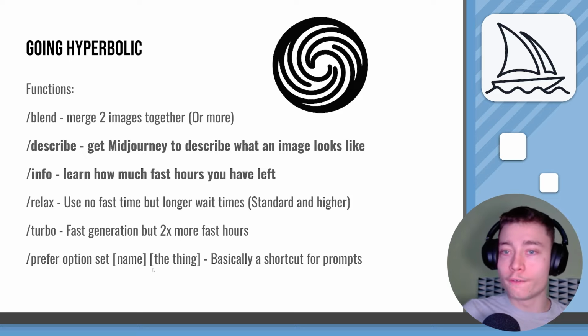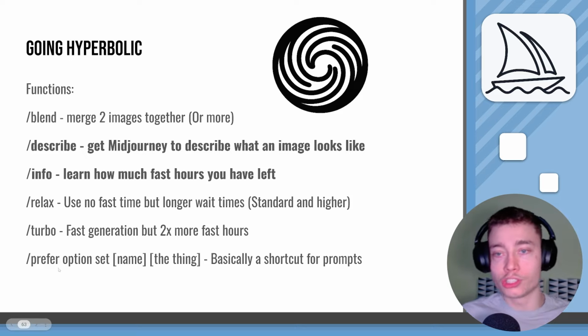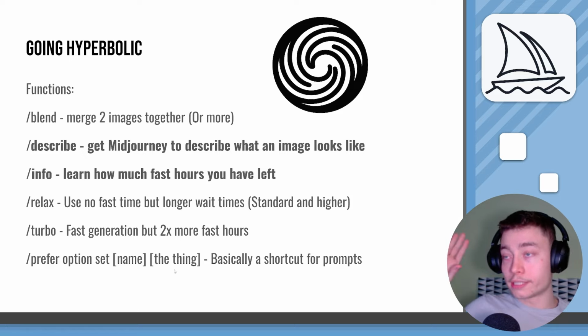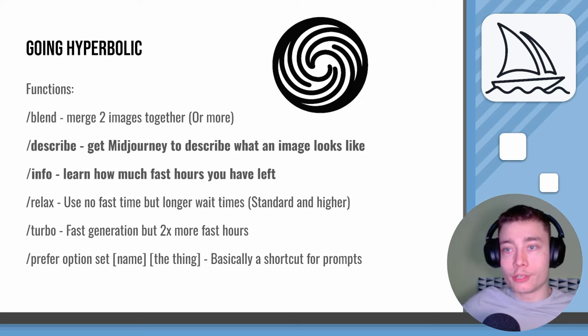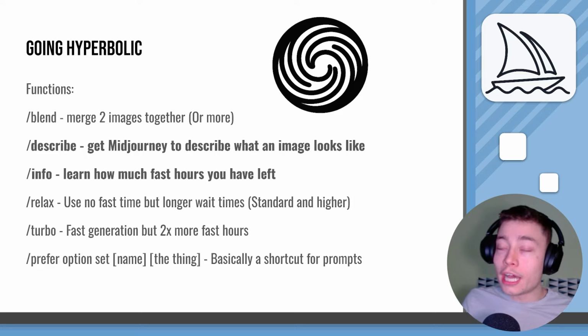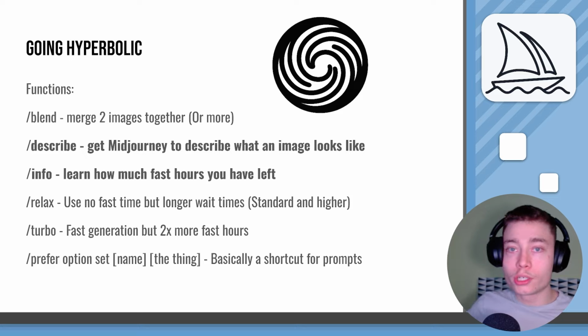So you do /prefer and then you have a bunch of options. You choose option set, you give it a name, and then you give some words or parameters that you want to repeat. I have one preset for realistic images: realistic, or award-winning photograph, or hyper-realism, or a different camera style, stuff like that. And I don't have to type that in every time I want to create a realistic image.